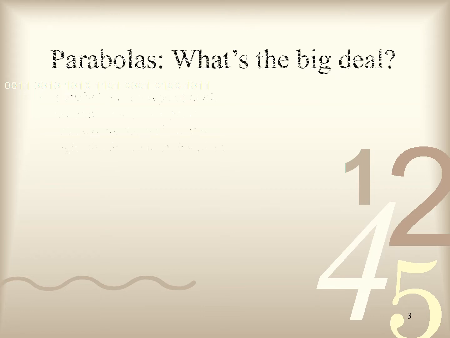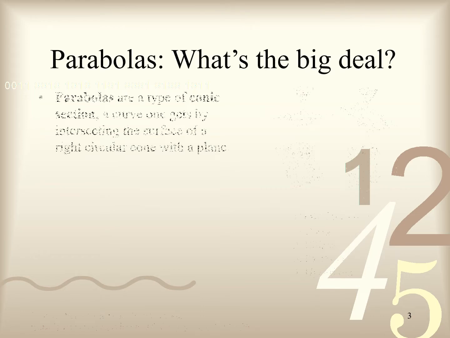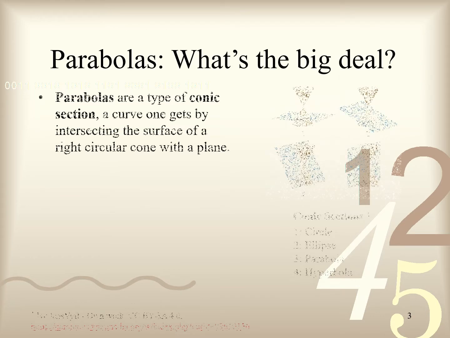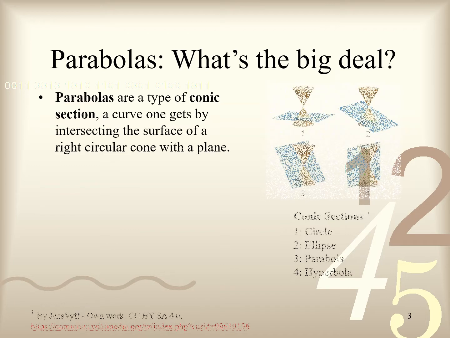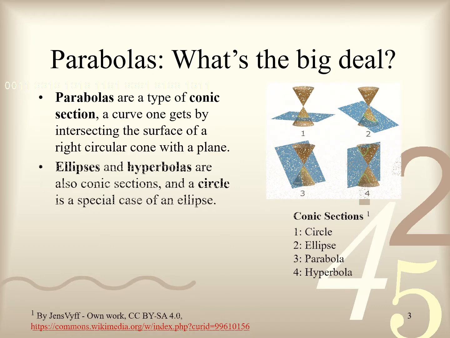Now one may ask, what's the big deal about parabolas anyway? Well, for starters, parabolas are a type of conic section, a curve that one gets by intersecting the surface of a right circular cone with a plane. Recall from the video for problem 6 that we mentioned ellipses and hyperbolas also as conic sections, with circles being a special case of ellipses.